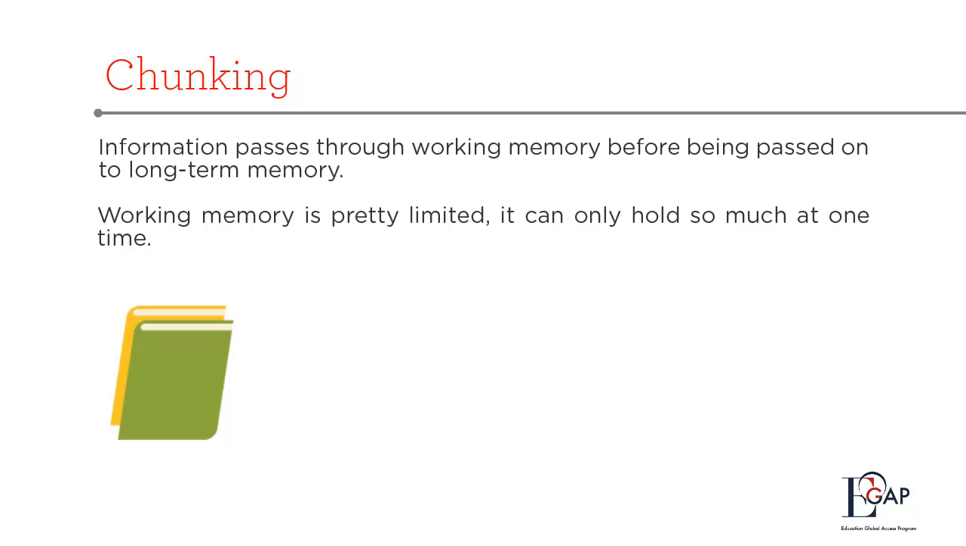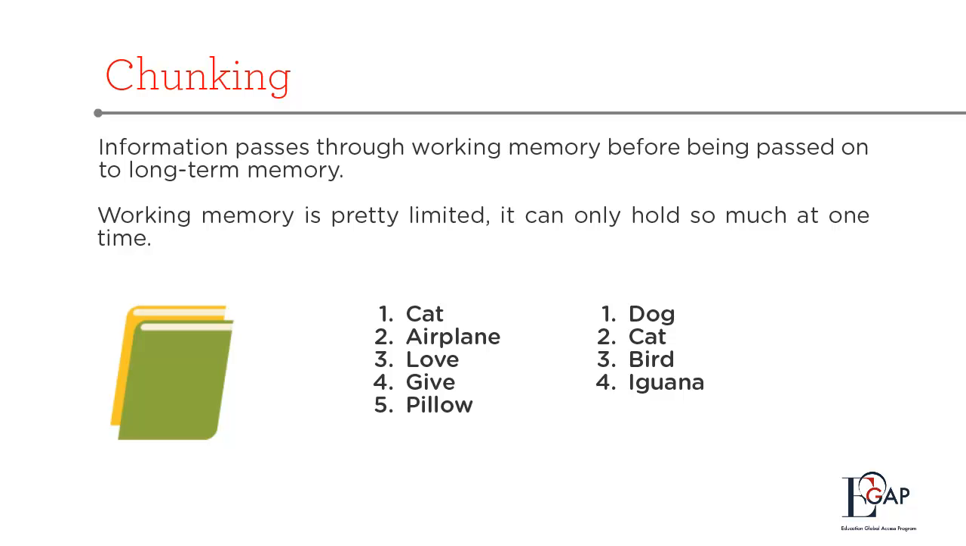For example, let's say your students are learning Spanish, and you want them to learn some new vocabulary. You could give them a list of words like cat, airplane, love, give, pillow. Or you could give them a list of words that are all about a certain subject. Dog, cat, bird, iguana. These are all animals.